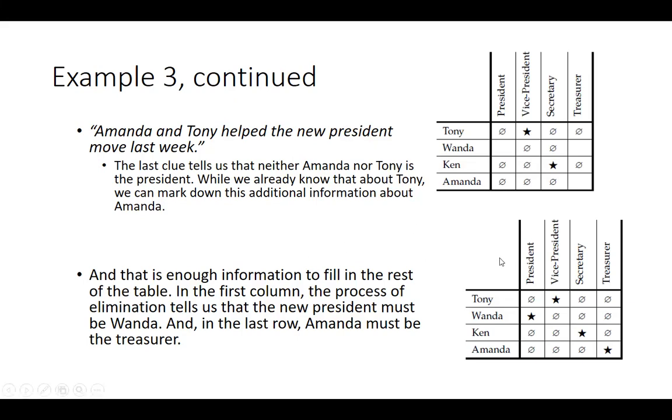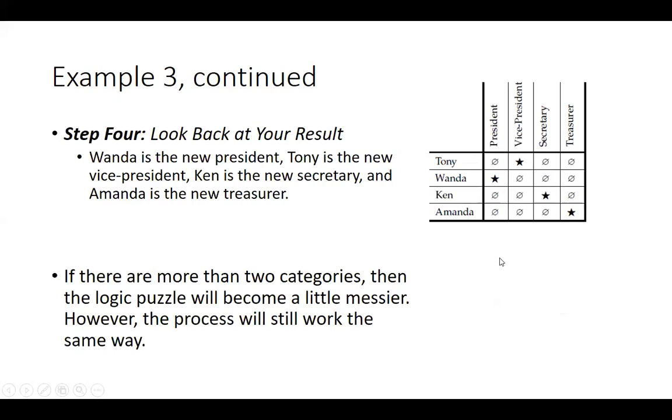Logic grid puzzles are fun. Looking back at the result, Wanda is the president, Tony is the vice president, Ken is secretary, and Amanda is treasurer. If there's more than two categories, the logic puzzle will become a little messier. However, the process will still work the same way. It just won't be in this one little box area.